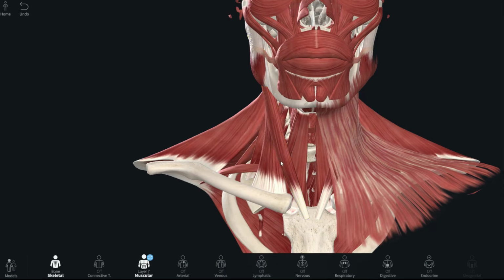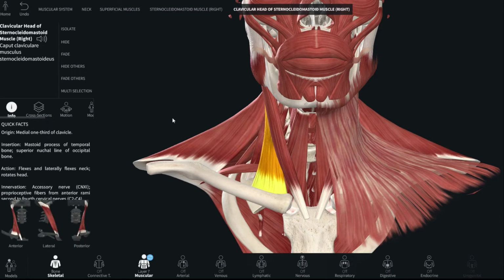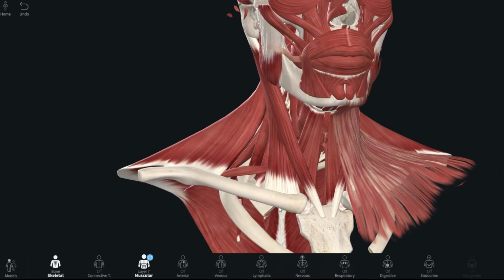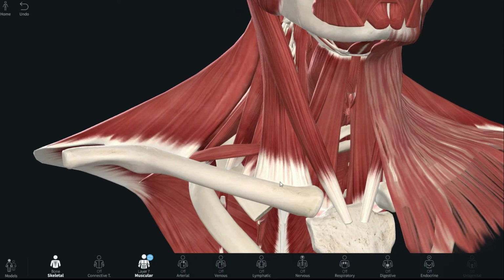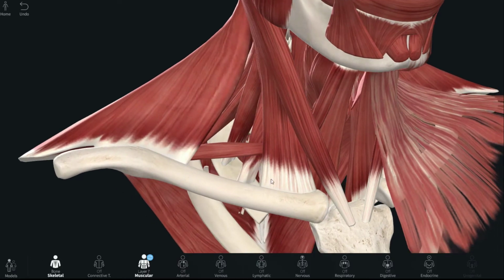Whereas we have another head, which is the clavicular head of the sternocleidomastoid. As you can all see, it's taking origin from the clavicle. That's why it's known as the clavicular head. If you remember the clavicle's anatomy, you will remember that the clavicular head took origin from the middle 1/3 of the superior surface of the clavicle.